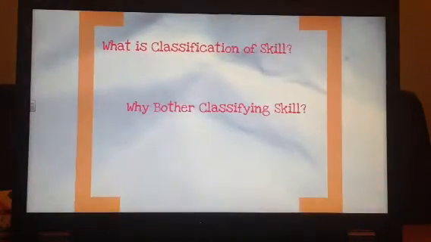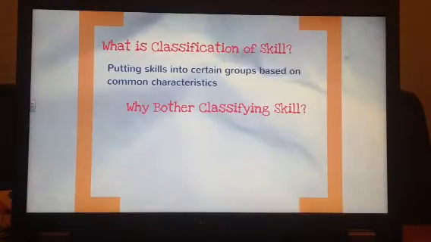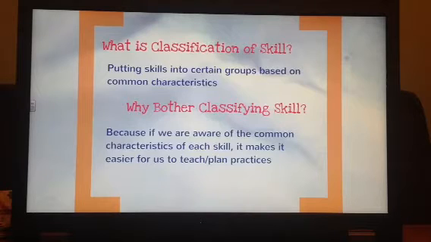So, what is classification of skill? Well, quite simply, it's putting skills into certain groups based on common characteristics. There's always certain things about different skills that are similar, and in that case, you might well teach them the same. With various skills in a sport, they can be very, very different, and therefore you treat them differently. So passing in football is not the same as taking a penalty in football. They're classified very differently, and therefore you would practice them differently, or you should practice them differently. And that indeed is why we bother, because if you can find things that are common about certain skills, you can practice them and plan them much, much easier, and they're much more effective for a coach.